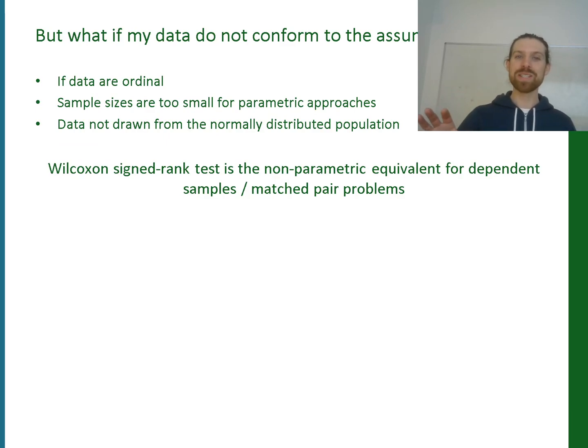What happens if my data do not conform to these assumptions? So if the data are ordinal, for example, or if the sample sizes are too small for parametric approaches, that's fair enough.